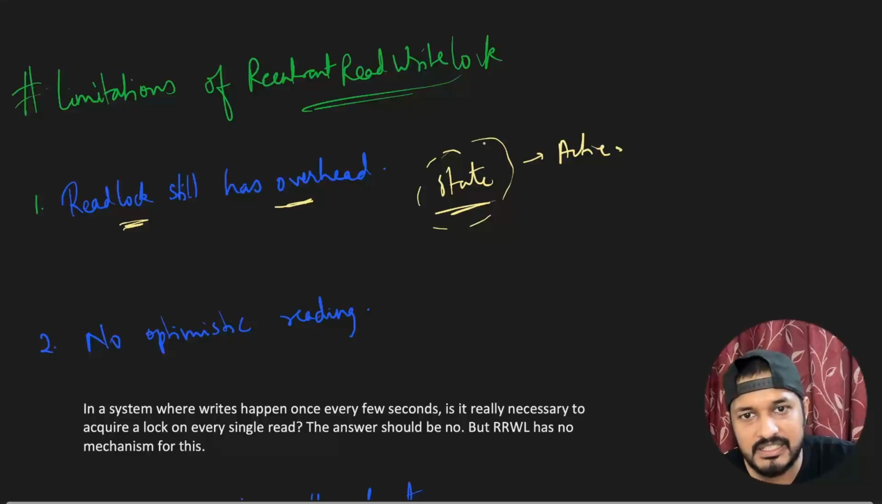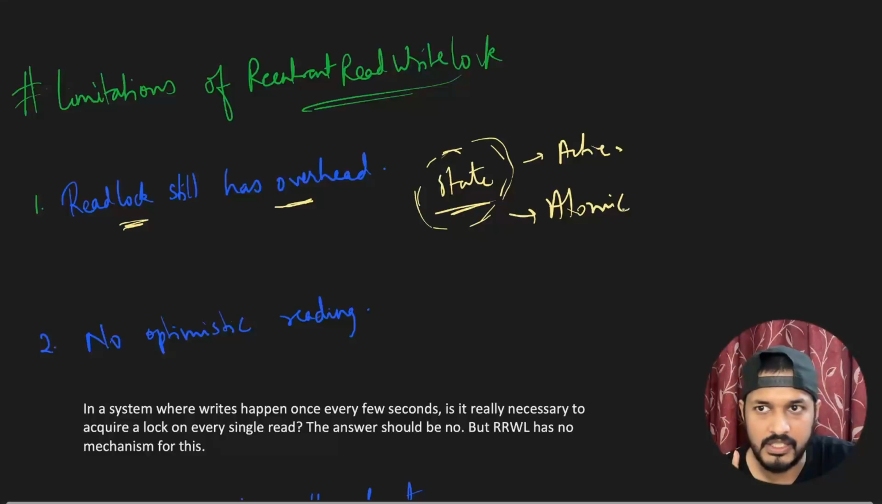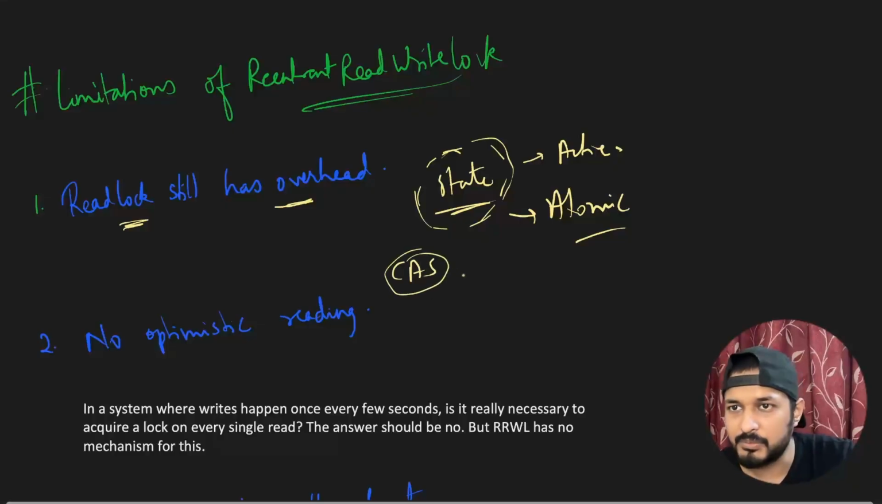And because multiple threads are doing this simultaneously, the update to this counter must be atomic, right? Now, to maintain atomicity, we use something called a compare-and-swap operation. You can read about this CAS operation by yourself. It's very simple. But the main point to understand here is that it has an overhead associated with it because we want to maintain atomicity on this state variable. So when there are multiple readers, this overhead can be very significant, correct? And therefore, this is the first limitation.